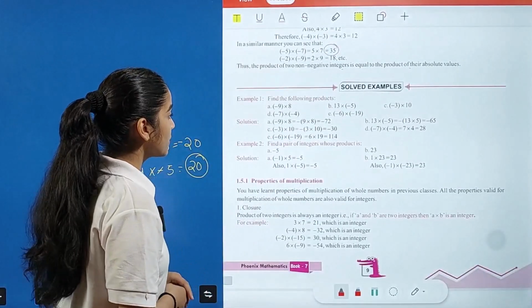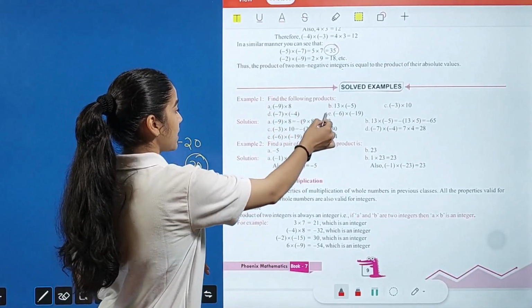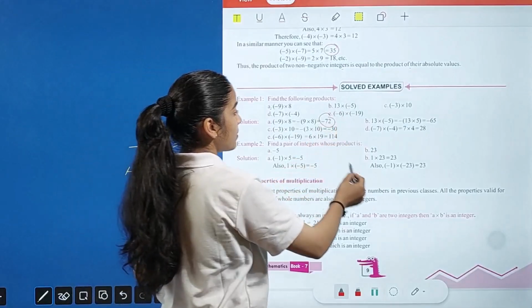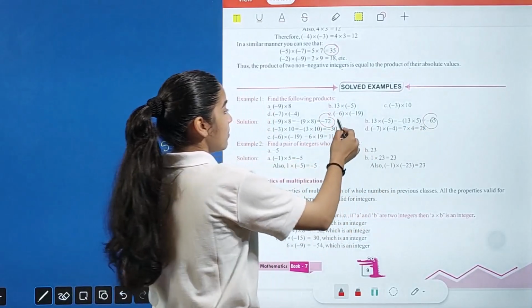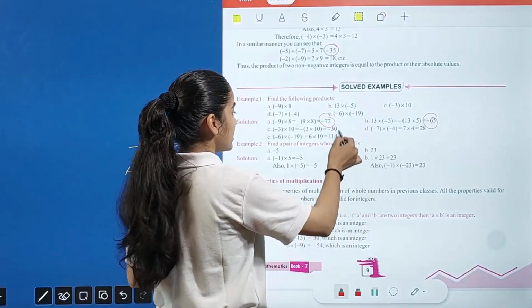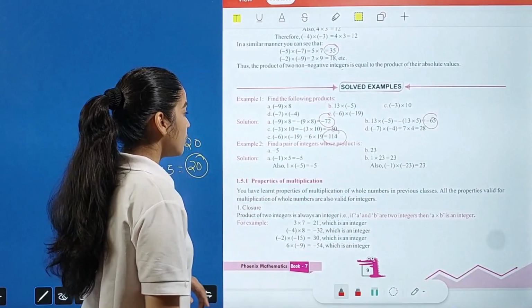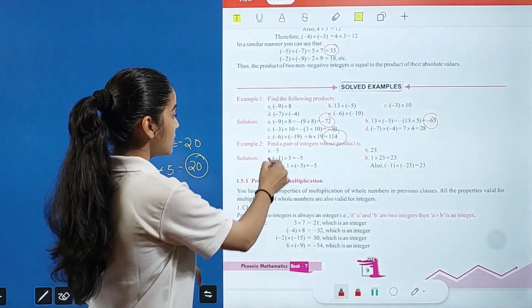Now find the following products. 9 multiplied by minus 8 is minus 72. 13 multiplied by minus 5 is minus 65. Minus 6 multiplied by minus 16 is 96. Now find a pair of integers whose product is minus 5.